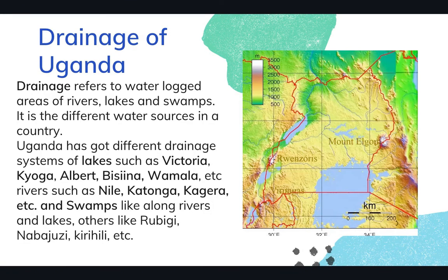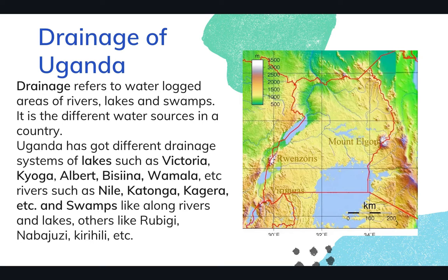So under drainage, what is drainage, if you may ask? Drainage of Uganda. We are saying drainage as a geographical term refers to waterlogged areas of rivers, lakes, and swamps. It's the different water sources in our country. So where we find water on the surface of the earth, that qualifies it to be drainage, not the one that you've poured, but the one that comes naturally.